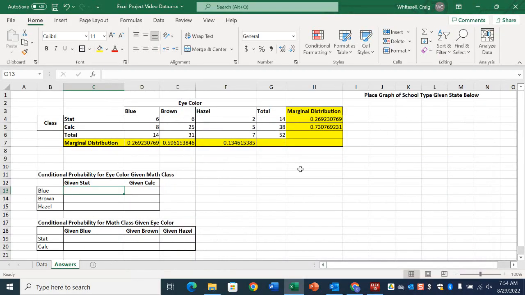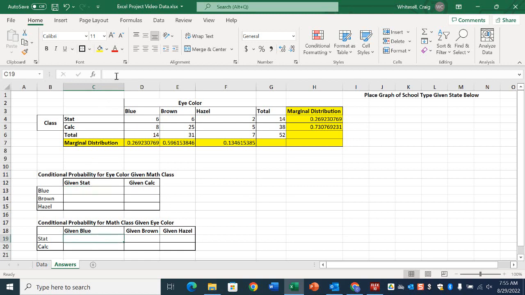All right, friends, so now we're going to calculate our conditional probabilities and then create a segmented bar graph. So I'm actually going to start down here at the bottom with our conditional probabilities for math classes given different eye colors. So basically, what proportion of blue-eyed individuals took stats versus calc.